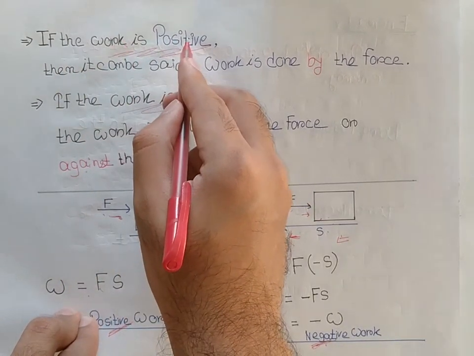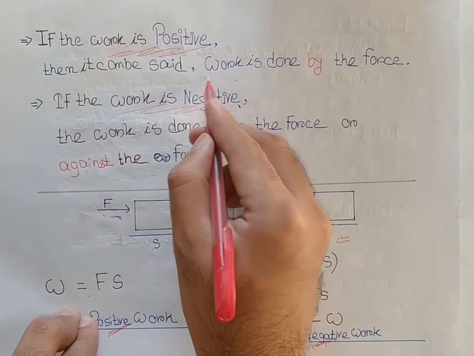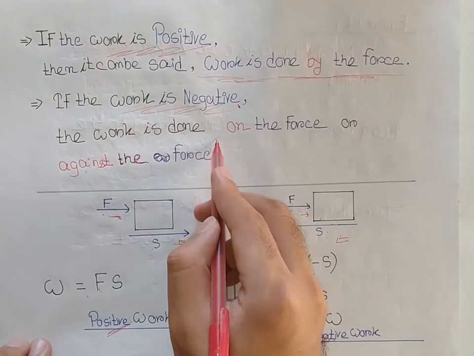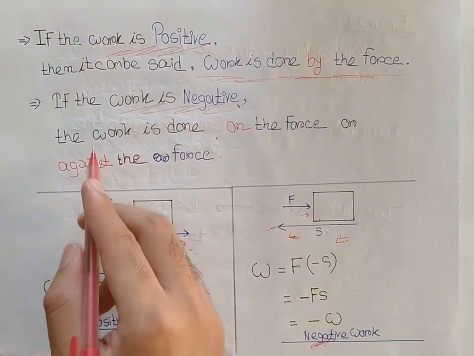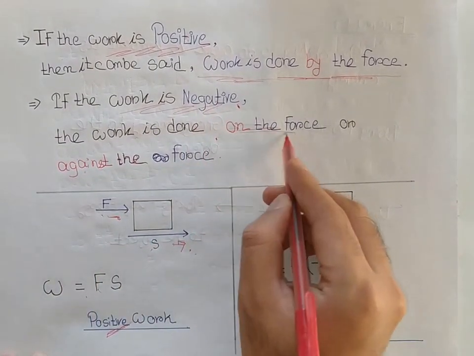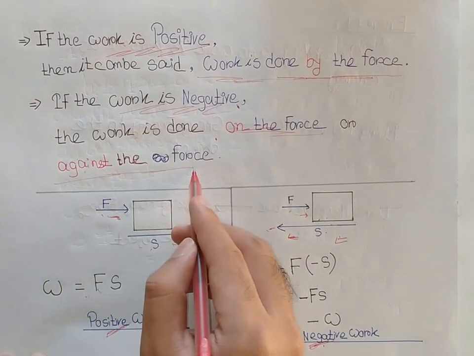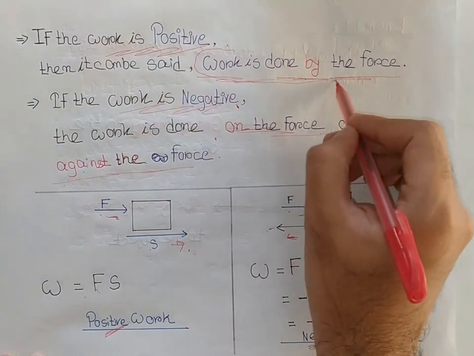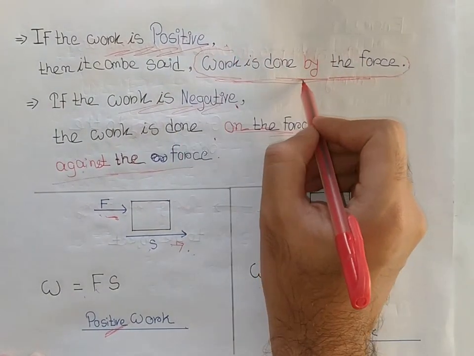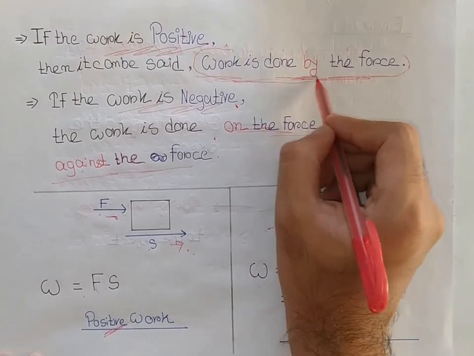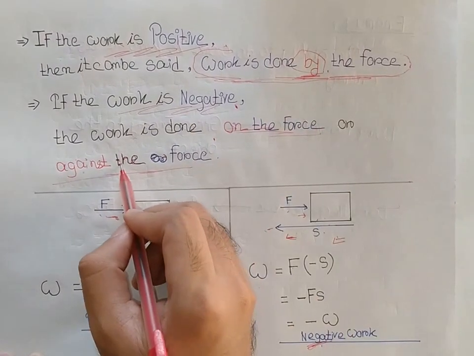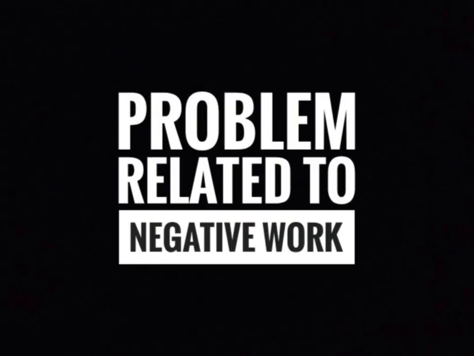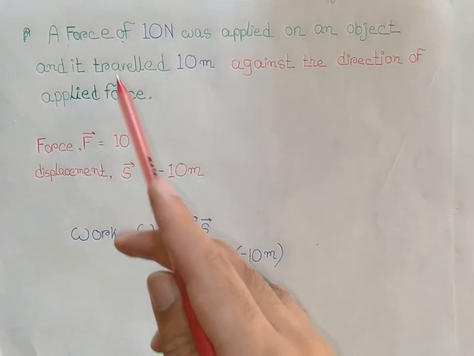If the work is positive, then it can be said work is done by the force. And if the work is negative, then it can be said the work is done on the force or against the force. We need to remember these terms for MCQ because these are very important, that when the work is positive then it is done by the force, and when the work is negative it is on the force or against the force.